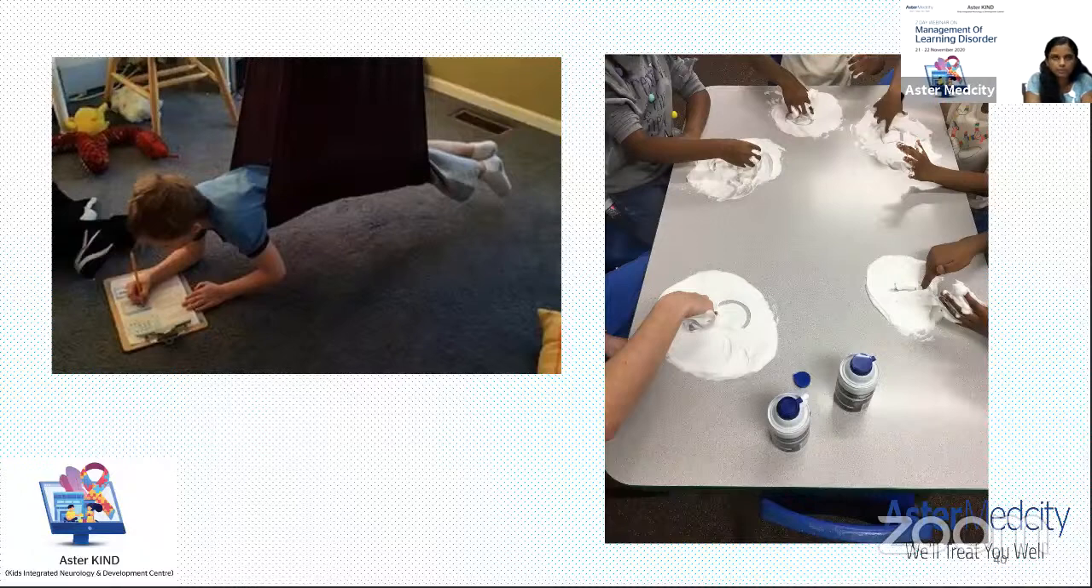So the writing tool, the writing surface, the writing position, all these things are an integral part of the sensory integration frame of reference. And in the first picture, the child is lying down on the swing and writing. At that time the child is bearing weight on their forearm and writing. So here we are using vestibular input, proprioceptive input, as well as tactile input incorporated with the writing activity. And in the second picture, the child is writing on a different surface other than paper and pencil. They are using different kinds of surfaces. So hereby we are providing tactile input incorporated with the writing activities.